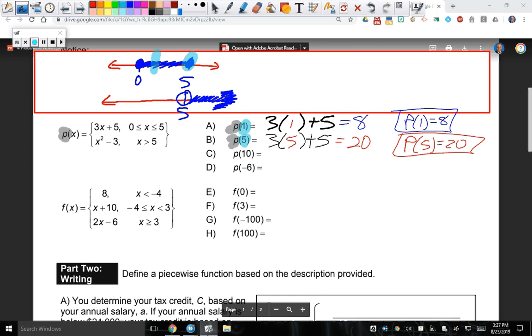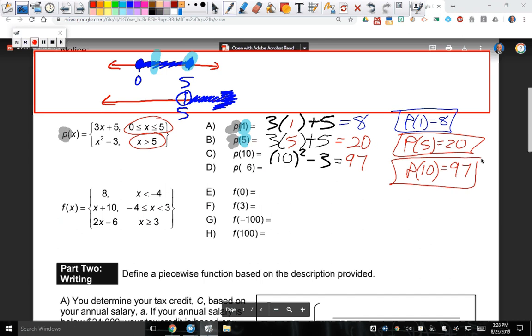All right, here we go. Next one says P of 10. Looking at these 2 intervals, the second one. So let's build the equation. It'll be something squared minus 3. We're going to plug in 10. Anyone, what do I get? 97. So P of 10 is 97.